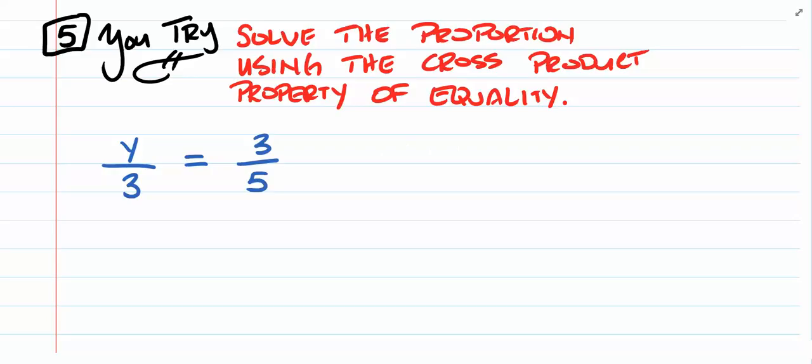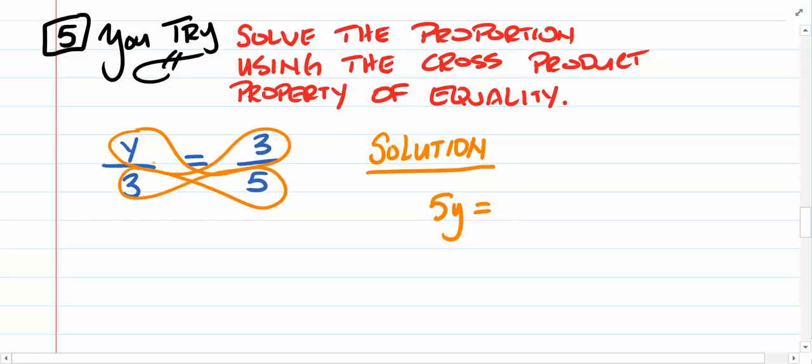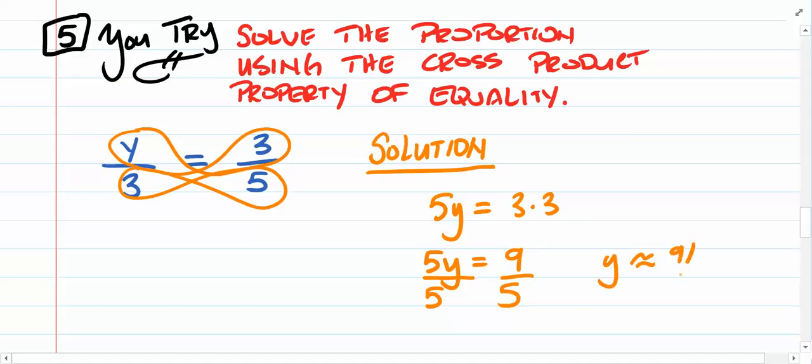Here is how you solve this. I'm going to use the cross product property. So I'm going to say 5 times y has to be the same thing as 3 times 3. So that means that 5 times y has to be the same thing as 9. And I'm going to divide both sides by 5. So I'm going to get y is approximately 9 divided by 5. Or you can run that through your calculator if you'd like, and you get approximately 1.8. Either one is correct.